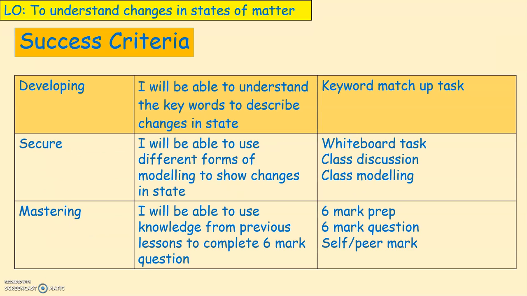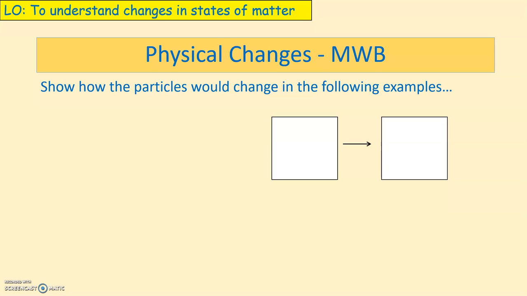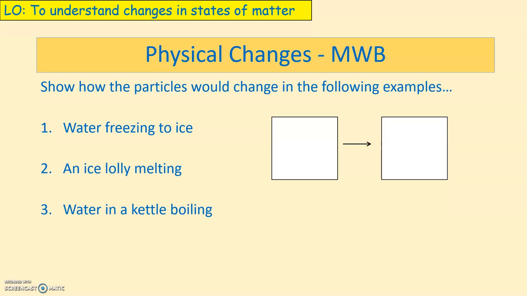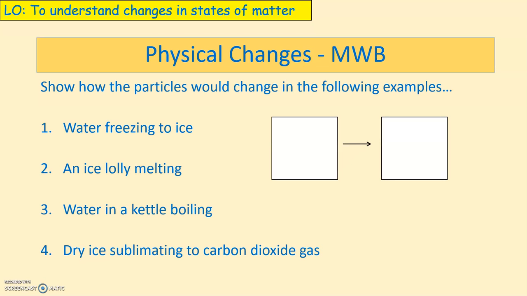Okay, moving on. Now we've been able to develop our knowledge. Now we're going to look at the different ways of showing the states. What I need you to do now is show the state of the following things. Inside this box, imagine the particles in the box, the atoms. Remember what we learned from last lesson, how we did modeling. So I want you to draw it in terms of water freezing to ice. Draw the state, and ice slowly melting, water in a kettle boiling, dry ice sublimating to carbon dioxide gas. So I would like you to do that. Again, pause the video and carry out that activity.